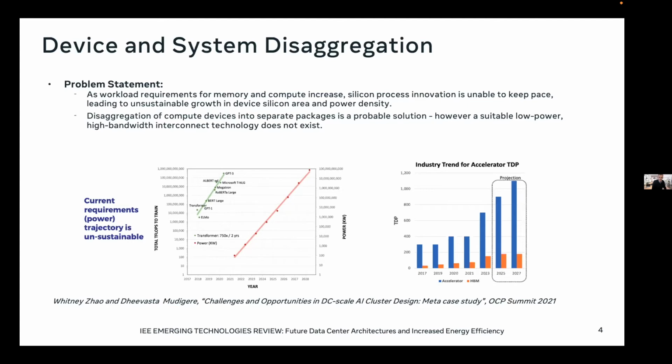And I think the challenge for us as an optical community is that one way of solving this problem is to disaggregate what I showed you on the previous slide in terms of these multi-chip packages into separate devices in order to spread out the power densities. But we don't have a suitable high bandwidth, low power interconnect to facilitate that. So I think that's the challenge for us, as an industry and as a photonics community, to support these trends and try to sustain the growth in the compute horsepower required as we move forward.